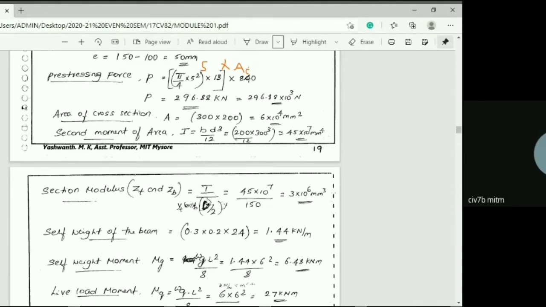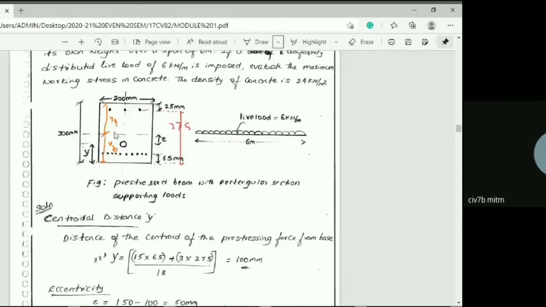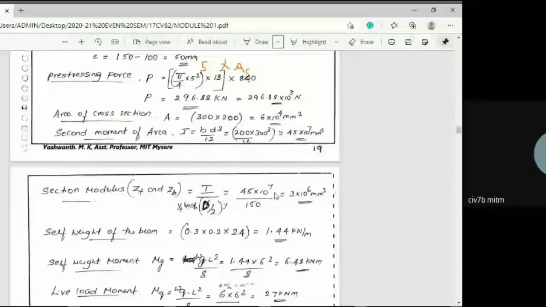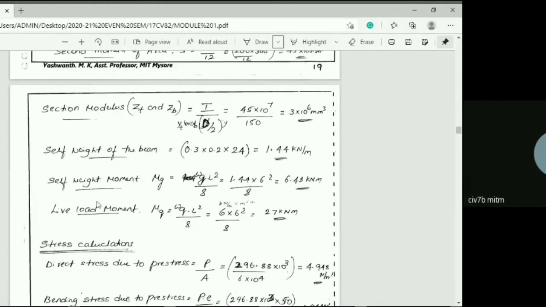As we know, Z is equal to the moment of inertia of the section divided by the neutral axis distance of the section. So we know that 45 into 10 to the power of 7 millimeter to the power of 4, divided by the YT or YB distance, which is 150 millimeter. Millimeter to the power of 4 divided by millimeter, you will get the answer in millimeter cube. That is 45 into 10 to the power of 7 divided by 150. You will get the answer 3 into 10 to the power of 6. So please note this point. I hope you got the same answer.